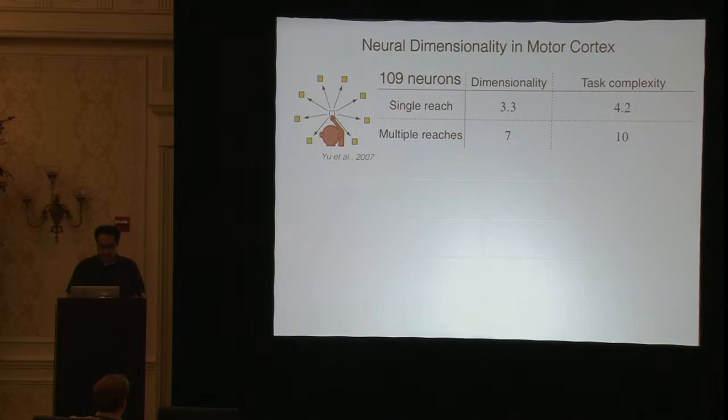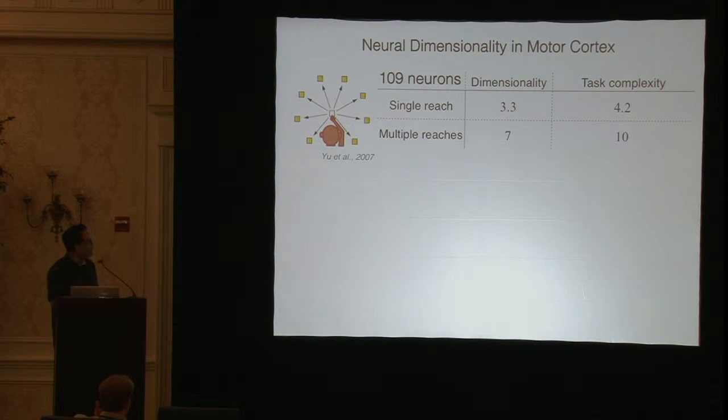So let's go back to the data. So remember, we had 109 neurons, and the dimensionality was 3.3 for a single reach and about 7 for multiple reaches. If we now compute the task complexity in this data set, it's 4.2 for a single reach and 10 for multiple reaches, right?